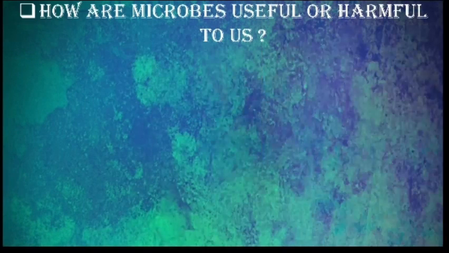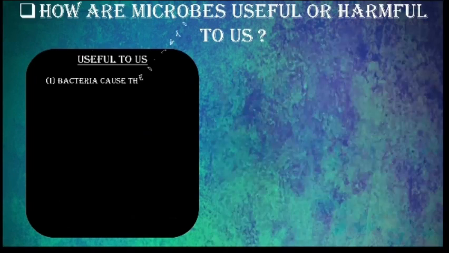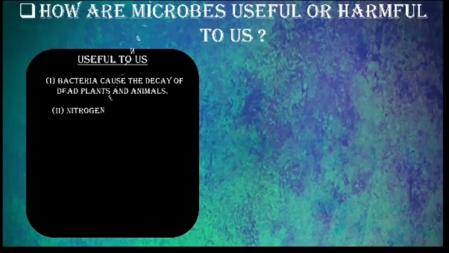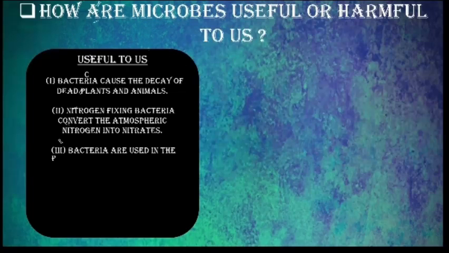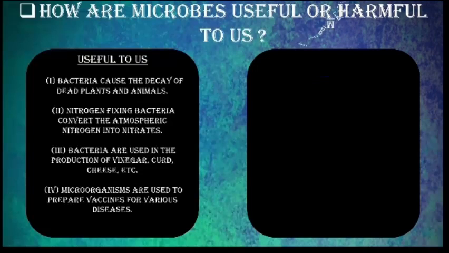How are microbes useful or harmful to us? Useful to us. Bacteria cause the decay of dead plants and animals. Nitrogen-fixing bacteria convert the atmospheric nitrogen into nitrates. Bacteria are used in the production of vinegar, curd, cheese, etc. Microorganisms are used to prepare vaccines for various diseases.